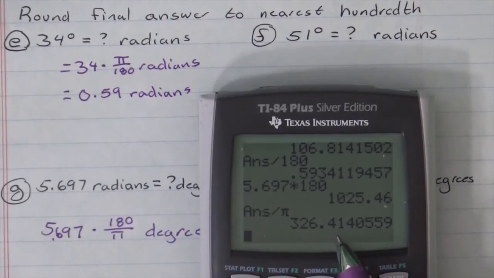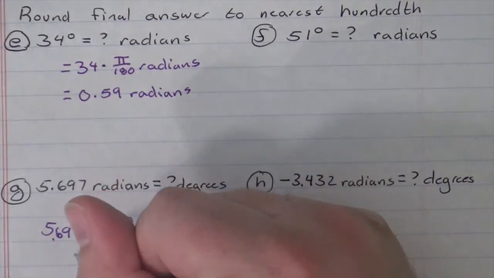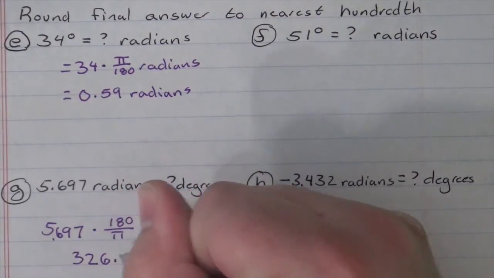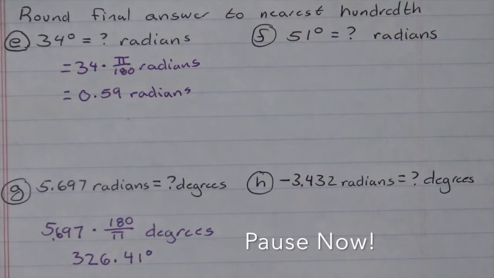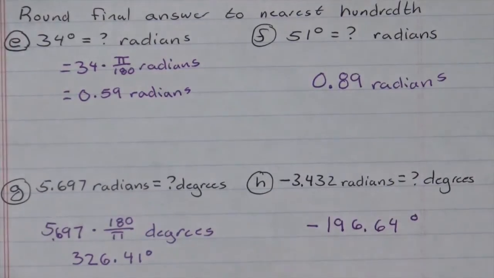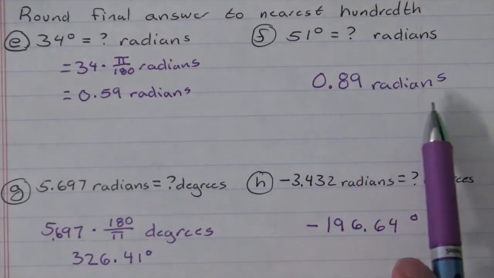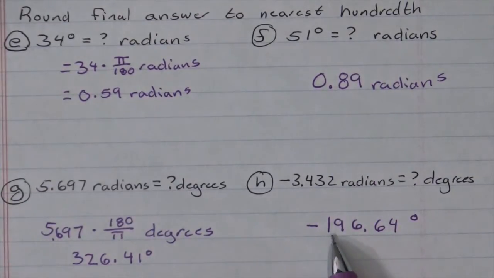We round to the nearest hundredth. Here's my 10th spot. Here's my 100th. That 4 tells that 1 to stay the same. All these become zeros and get dropped. So our final answer is 326.41 degrees. Alright? So what I want you to do now is try F and H on your own and see how you did. For these you should have got 0.89 radians, and for the next one, negative 196.64 degrees.